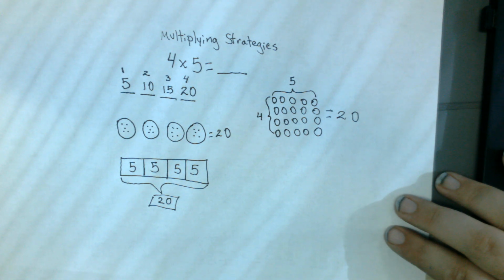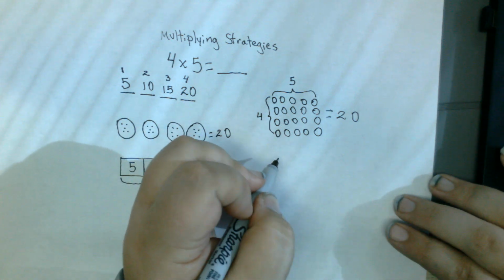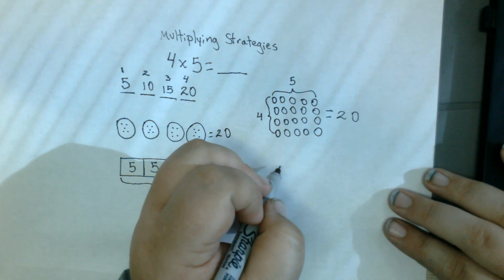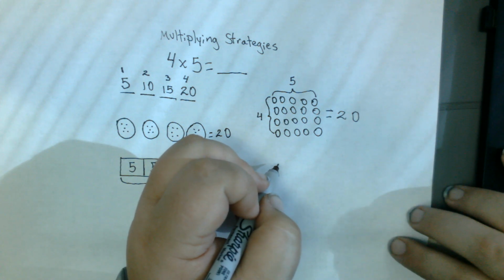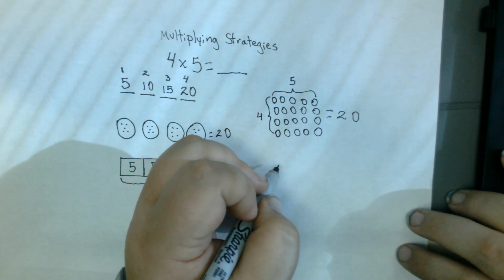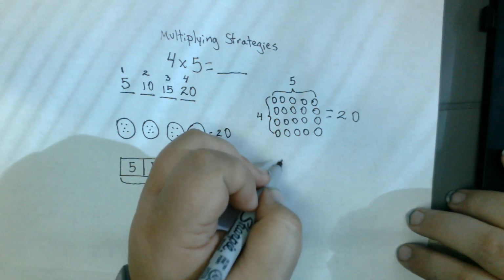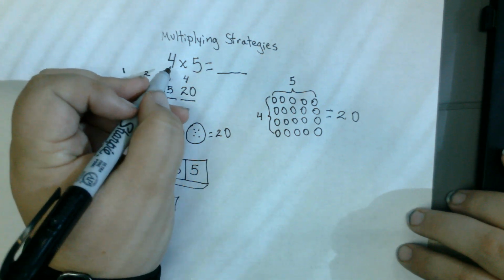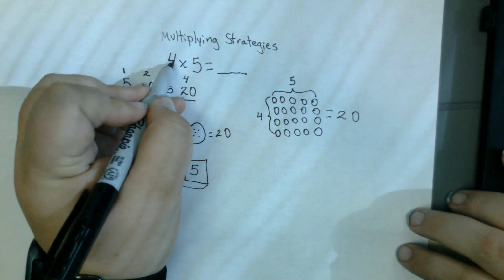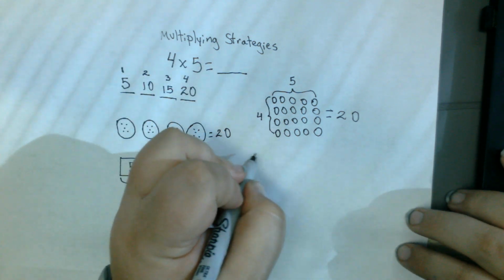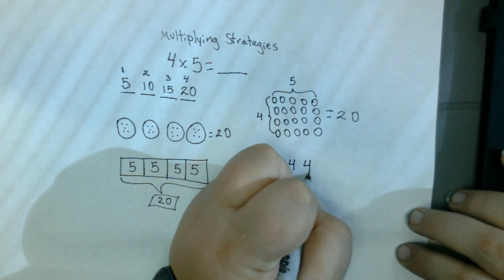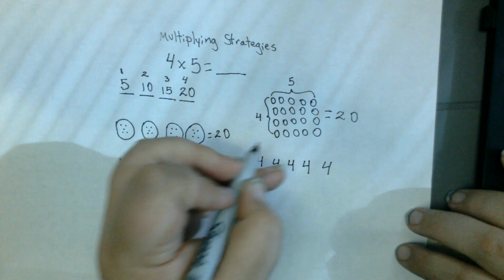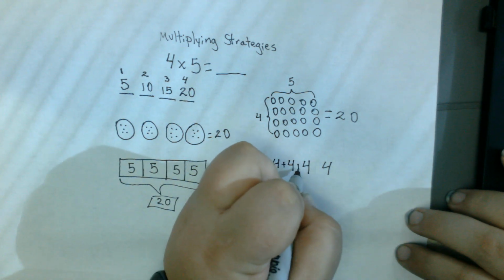The final strategy that students are taught, or at least that I taught to my students, is the repeated addition. And this one especially can go 2 ways, depending on what the student is more comfortable with. And I will show both ways for that one. So for this one, I'm going to add 4 5 times, which means I'm going to have 1, 2, 3, 4, 5 4s. And we would just put the addition symbols in here.